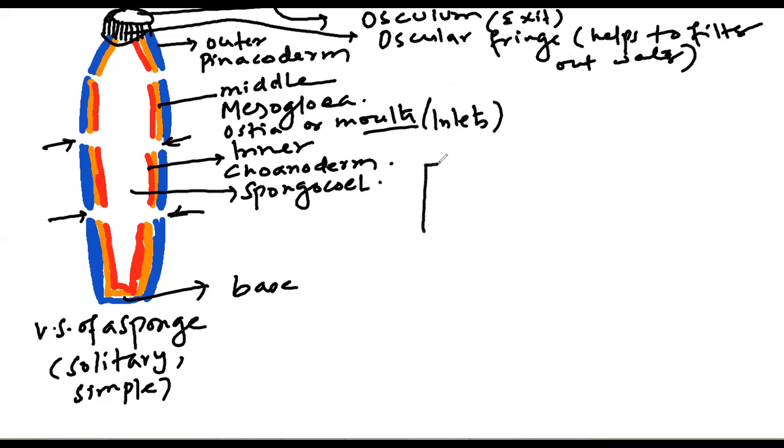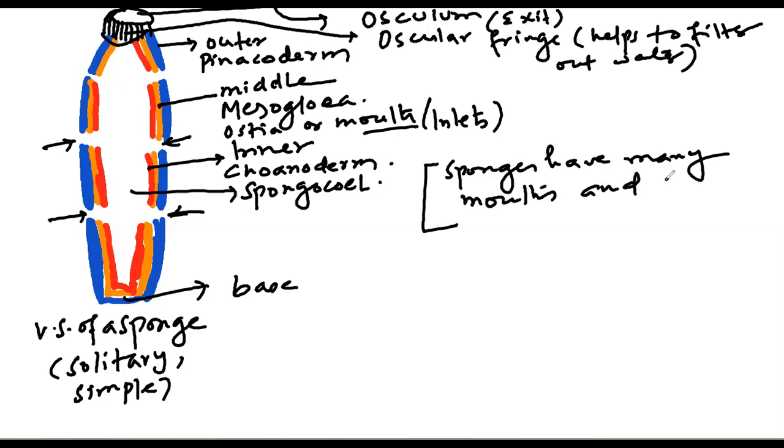So we can say that sponges have many mouths and one anus. This is basically for solitary sponges. So in solitary sponges, there are many mouths and one anus.